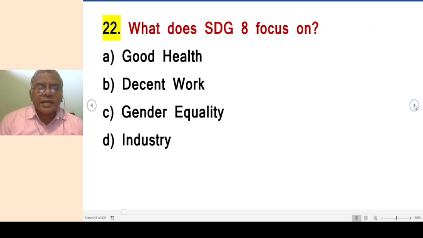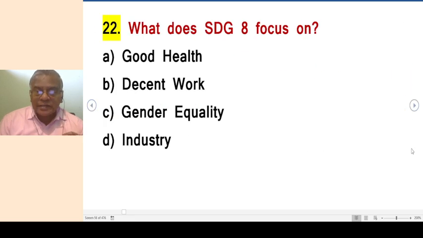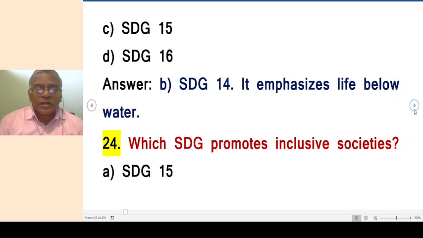What does SDG 8 focus on among the four? That is decent work. So SDG 8 focuses on decent work. It promotes inclusive economic growth and employment. Which SDG addresses marine ecosystem protection among the four? That is SDG 14. SDG 14 emphasizes life below water.